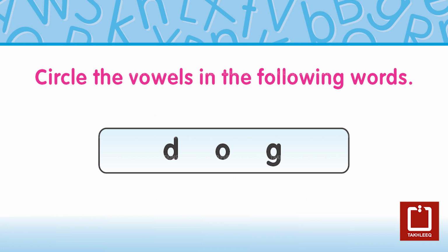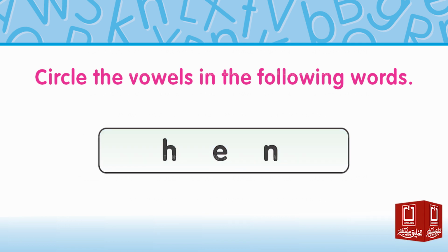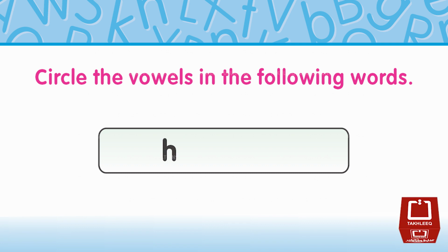Here is a word dog. D-O-G. Dog. O is vowel in the word dog, so we encircle O. Here is a word hen. H-E-N. Hen. So we encircle E.